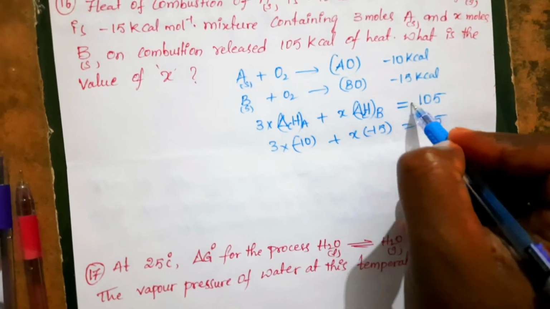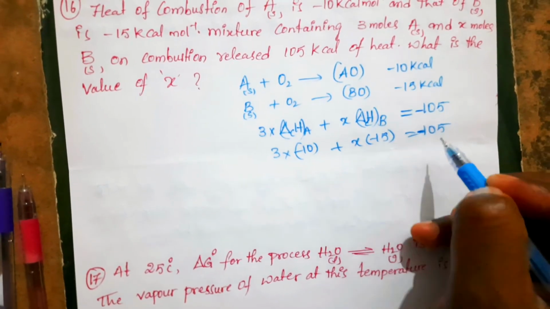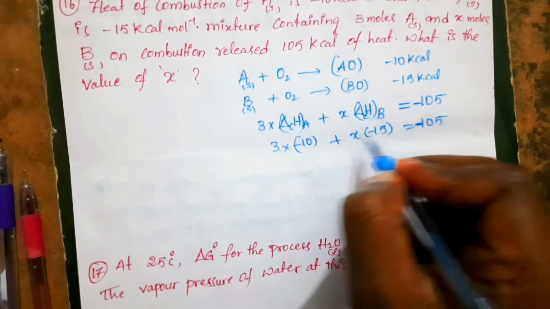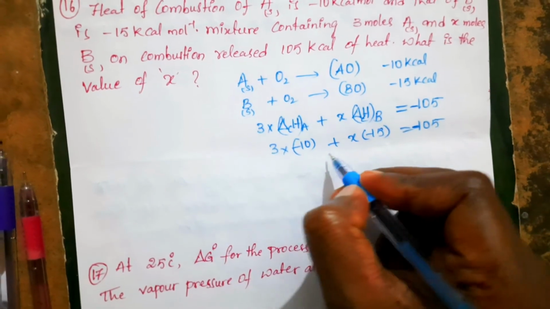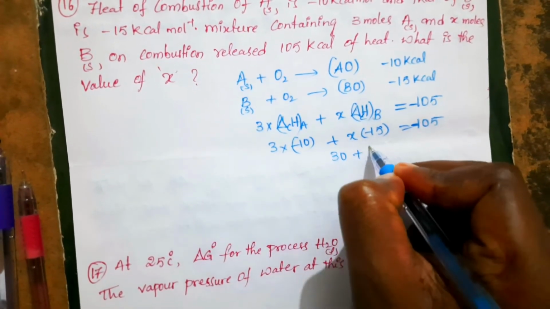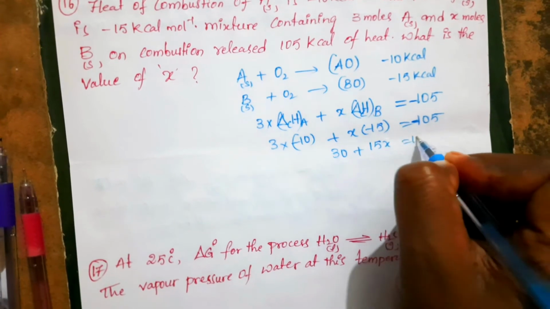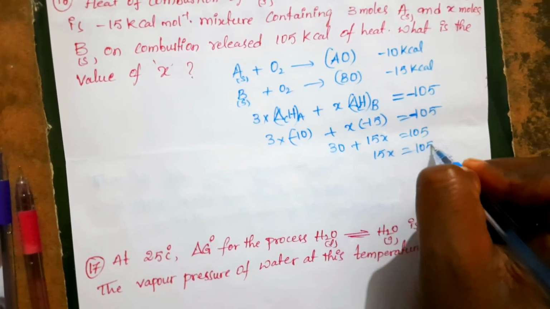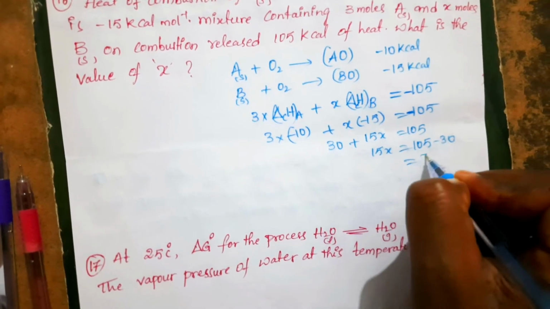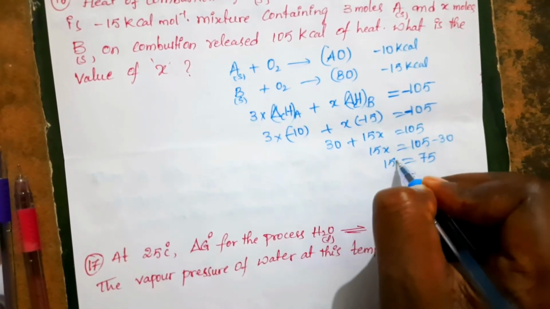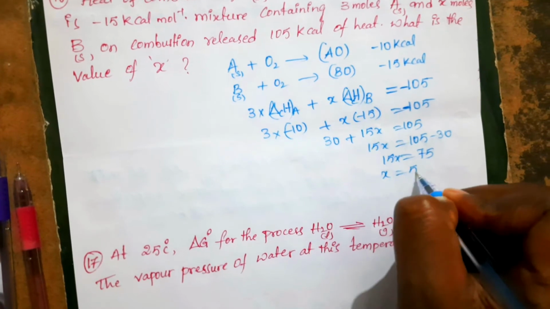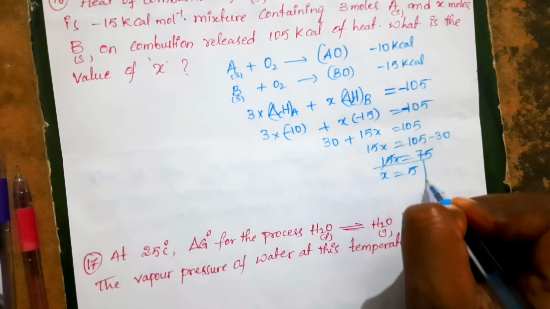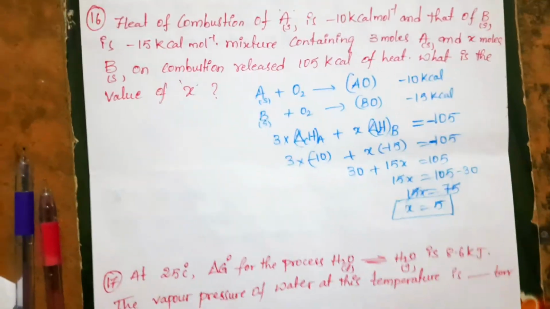Now you see here, it is heat energy released, minus 105. In this case the minus signs will get cancelled. Here 30 plus 15X is equal to 105. 15X is equal to 105 minus 30. That is how much? 75. 15X is 75, so X is equal to 5, since 15 times 5 is 75. Is that clear? Now next question.